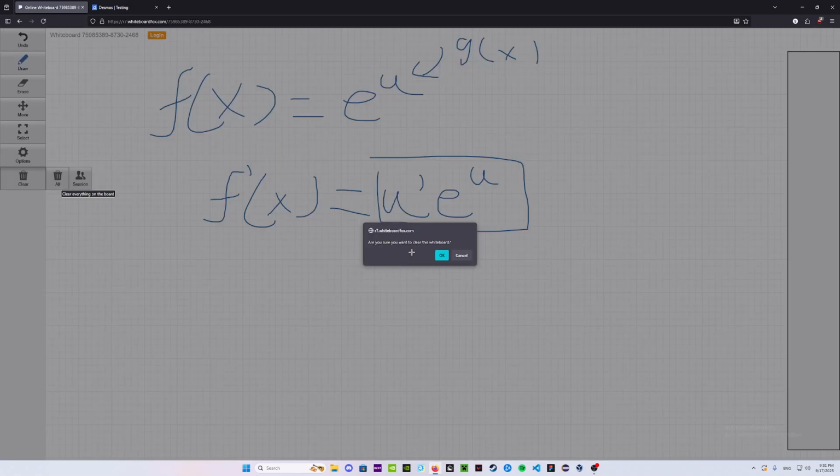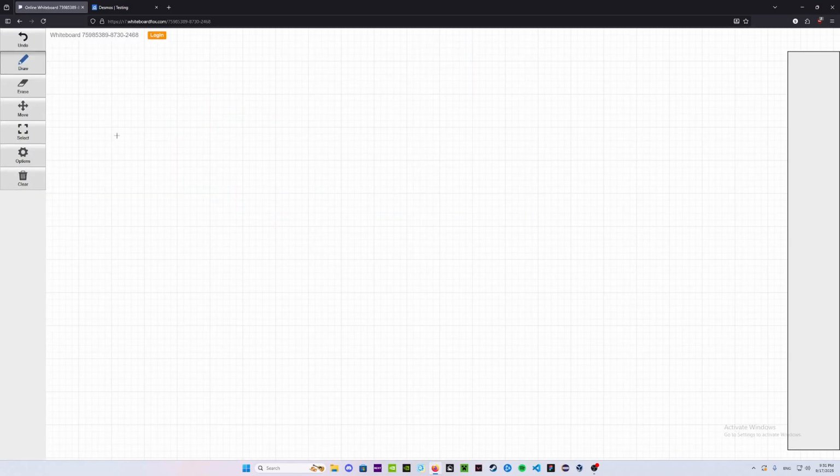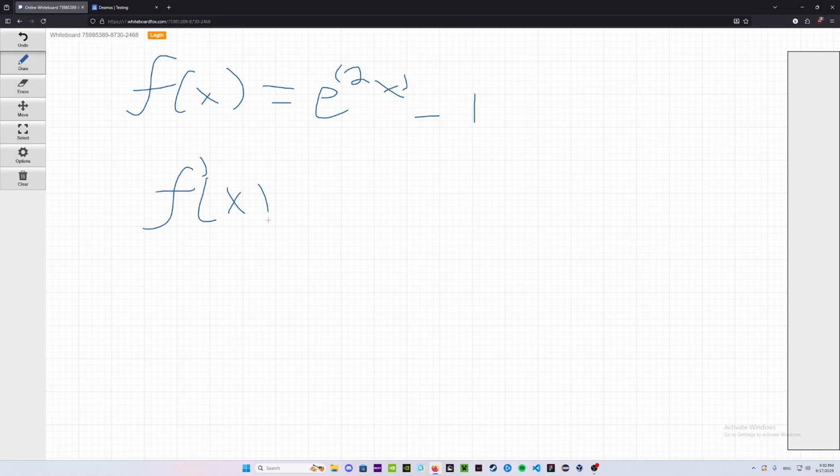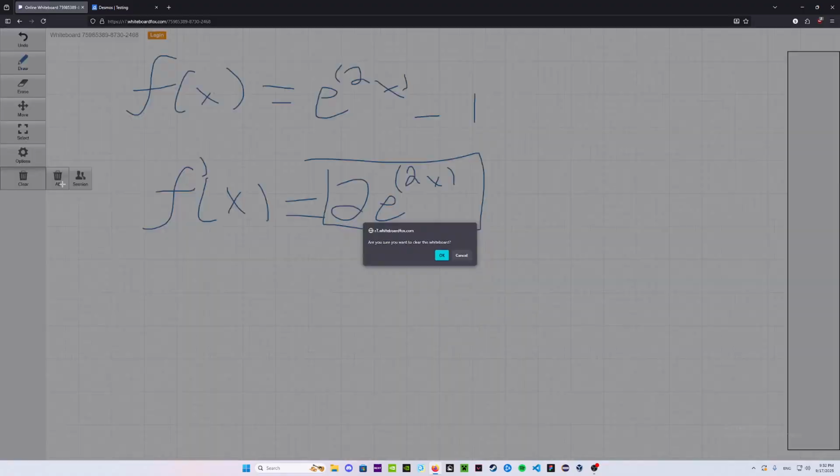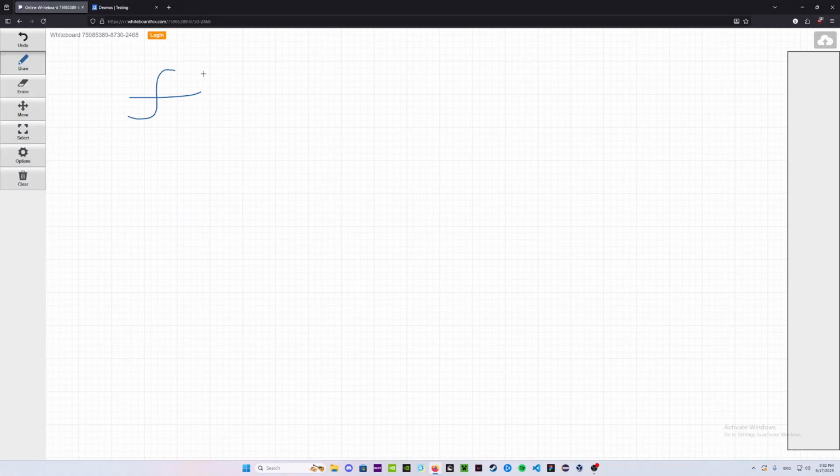Now, let's do an example. We'll do two examples. One will be easier than the other one. So I have f of x equals e to the 2x minus 1. I'll put this in parentheses. Okay, so let's set this up. F prime equals, alright, so what's the derivative of 2x? 2. e, then 2x, put this in parentheses. What's the derivative of negative 1? 0. So this is your answer. Pretty easy.